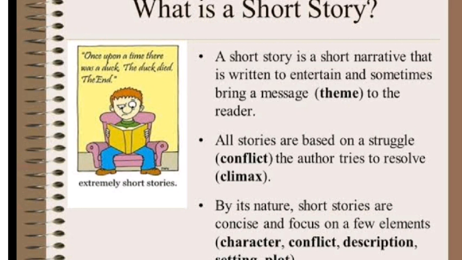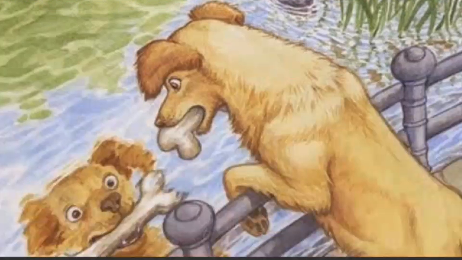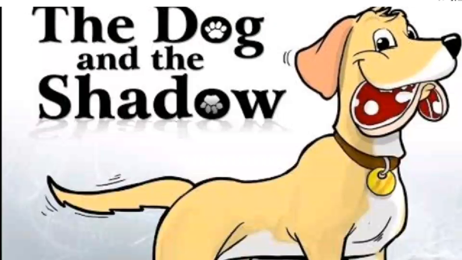So dear students, you are watching an image that shows a dog with a bone in its mouth seeing its own reflection in the water of the river. So students, I hope you have already got the name of the story, and that is The Dog and the Shadow. Now we are going to our story.